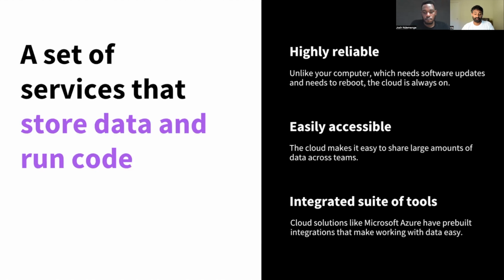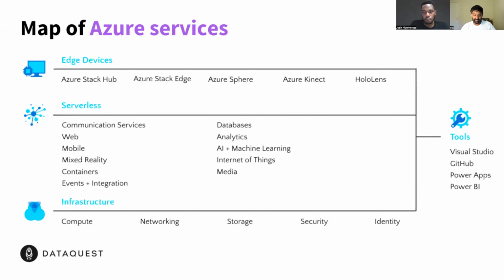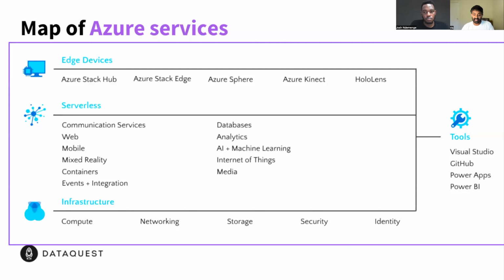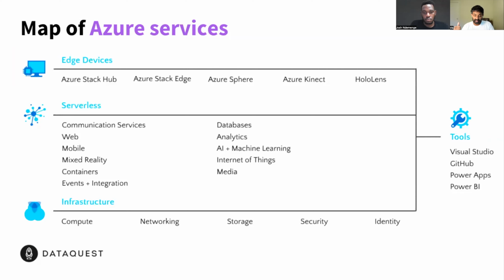And this is a lot of stuff, but this is a map of all the services that make up Azure. Well, not all of them, many of them. And the ones that are really important on the data side are towards the center right. So databases, analytics, AI and machine learning, and then all the way on the right where you see Power Apps, Power BI, GitHub. These are all very useful tools for data that are part of Azure. And Josh today is going to go through some of those tools.